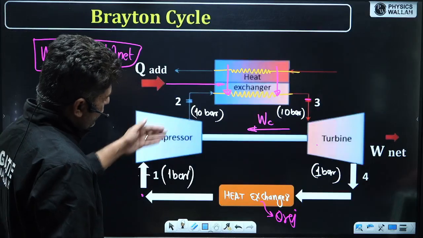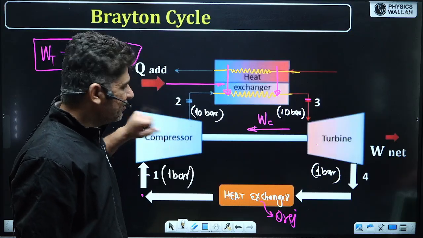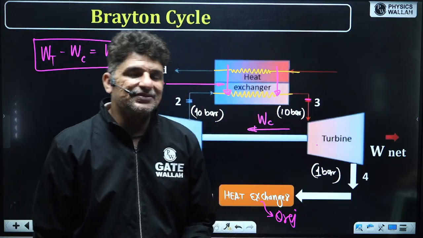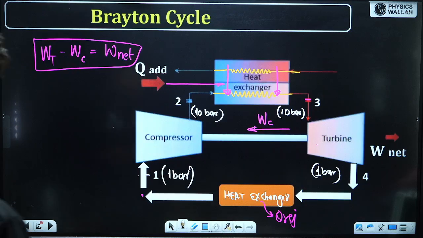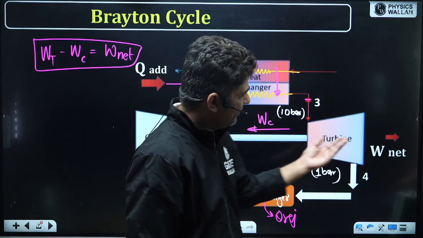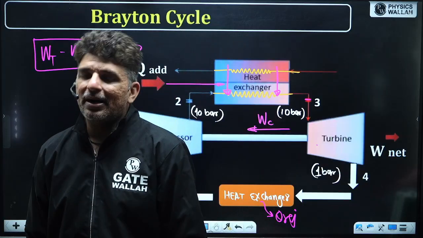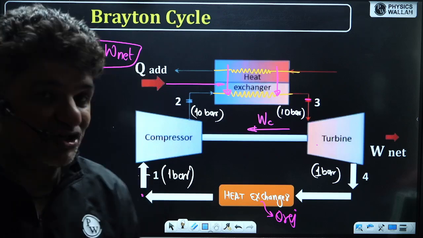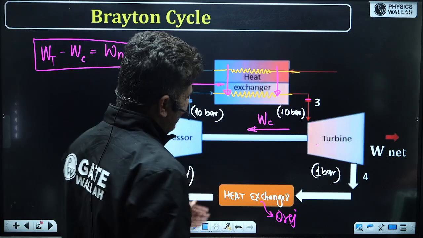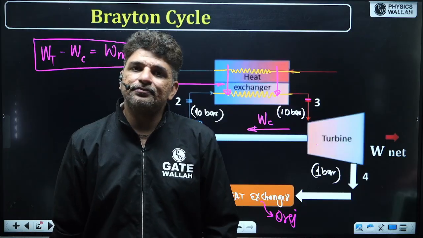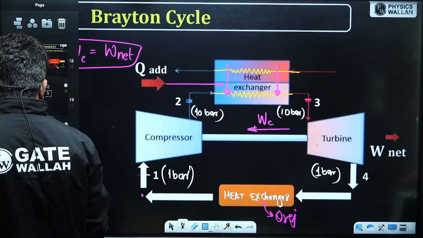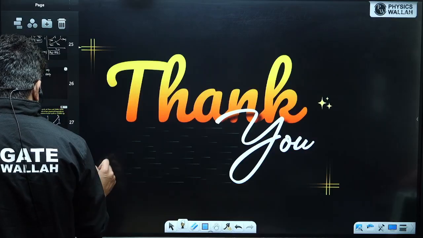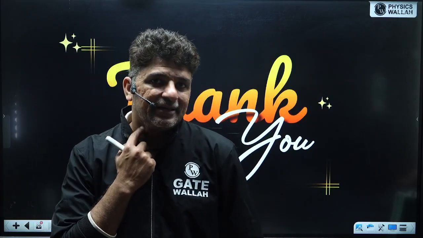Process 1 to 2 is isentropic compression happening in the compressor. 2 to 3 is heat transfer happening at constant pressure. 3 to 4 is the work developed in the turbine, undergoing a process PV to the power gamma equal to constant, that is again isentropic expansion. And process 4 to 1 is heat rejection happening in the heat exchanger. That leads to the efficiency of the cycle as 1 minus 1 over r to the power (gamma minus 1) divided by gamma, or it can also be written as 1 minus T1 by T2.